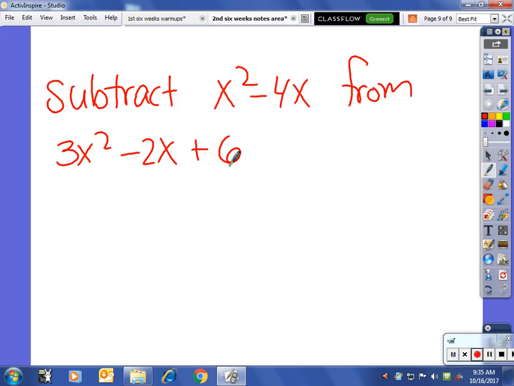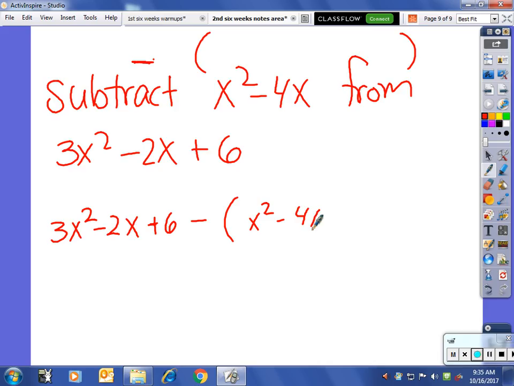Yes, the 3x squared minus 2x plus 6 comes first. Whatever comes after the word subtract should come after the subtract sign, and it should be in parentheses. Everything that's being subtracted has to be in parentheses. So when I set this up, it's going to look like this: 3x squared minus 2x plus 6 minus (x squared minus 4x). It's really not that bad. All it is is adding like terms, with one extra little step: you've got to distribute the minus sign.